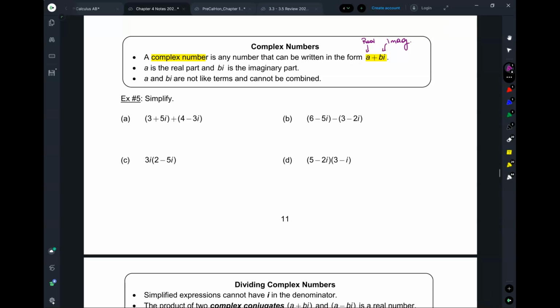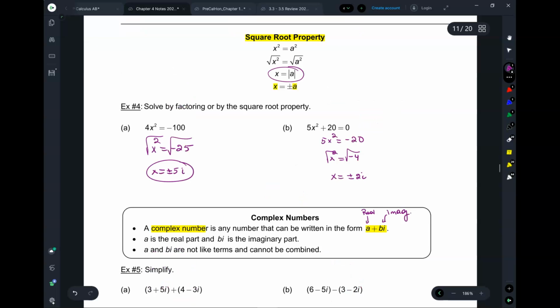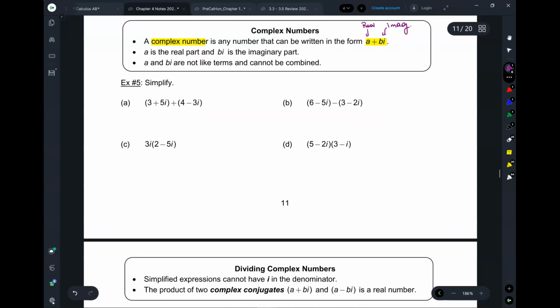All right, so let's do that here. Let's simplify. Again, it's like adding common terms. So this is going to be 3 plus 4, 7 plus 2i. Okay? We always write it as real plus or minus the imaginary. Real first, then imaginary. It's convention.